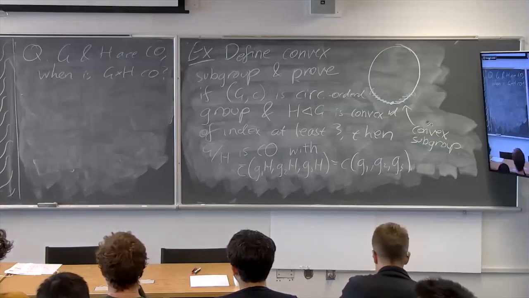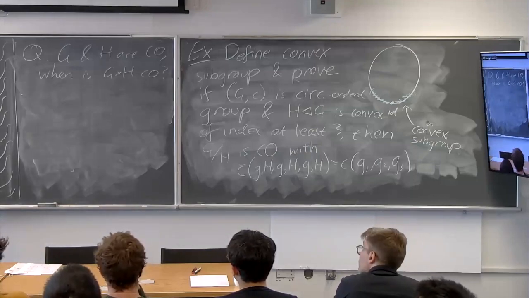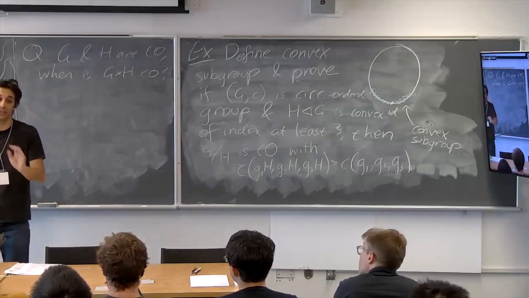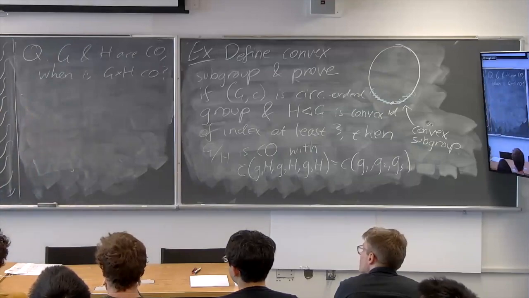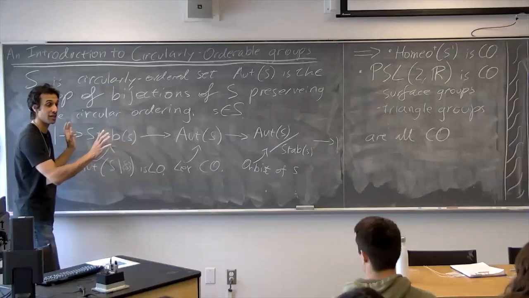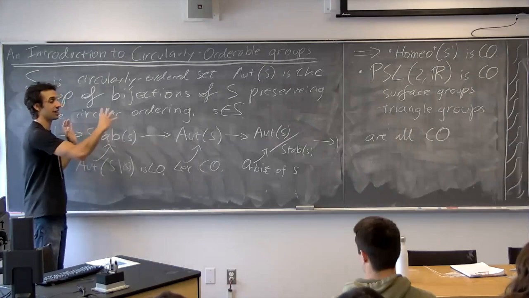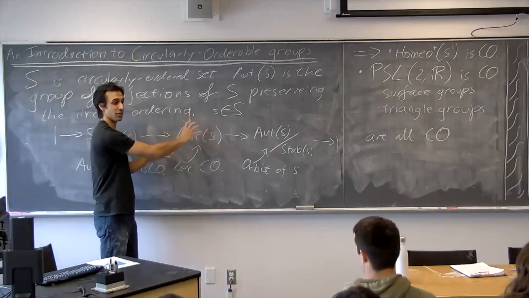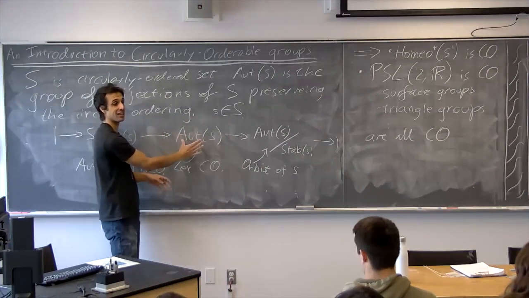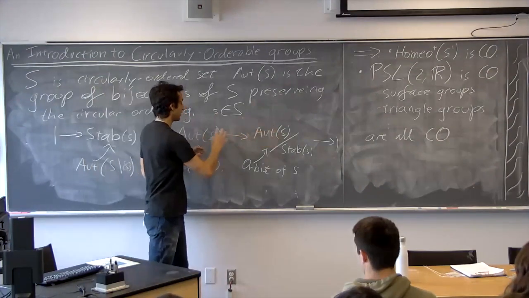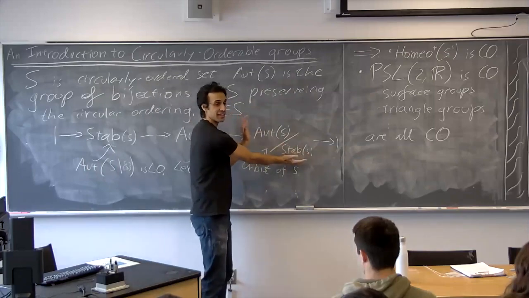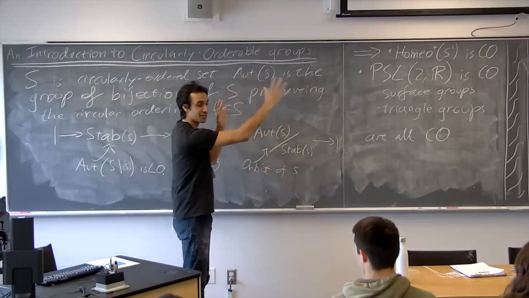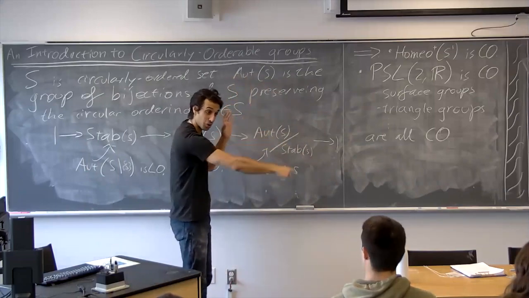Why are you writing... sorry, what's the stabilizer? Is it a normal subgroup? No, it's not normal. So, if I'm being perfectly precise, and I wasn't, this is actually a short exact sequence of G-sets where G is Aut S. These are all sets on which Aut S acts. It turns out Aut S acts on this set of cosets. There's a circular ordering you can put on this, and Aut S acts on it by order preserving automorphisms.